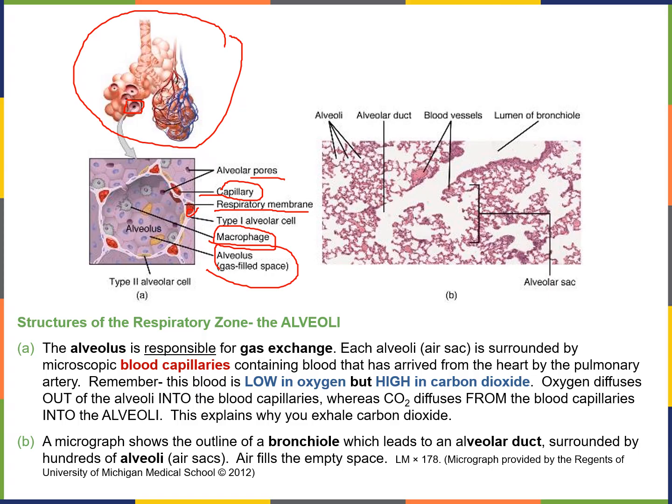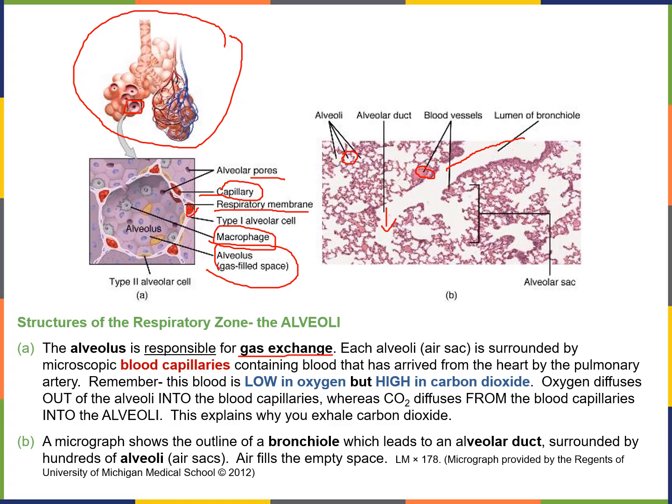On this side, what we're seeing here is the lumen of the bronchiole. We can see some blood vessels being shown. So this is a photomicrograph of basically lung tissue. And so the alveoli are shown. That would represent one alveolus. This is the alveolar duct that leads to the alveolar sac. Now, the alveolus is responsible for gas exchange.